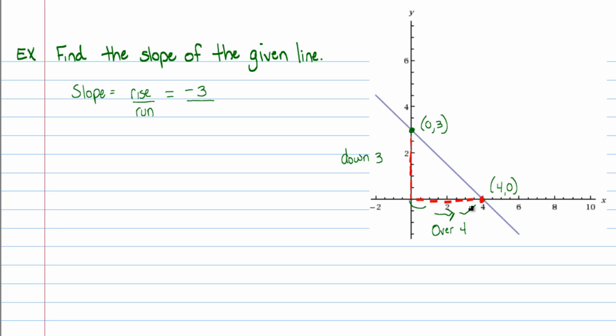And we went in a positive direction 4. Remember, right is a positive direction. So we went over a positive 4. So we ran a positive 4. The slope of this line ends up being a negative 3 over 4.